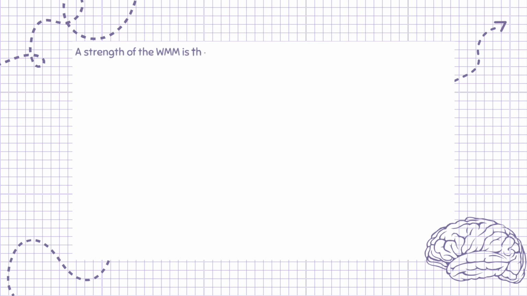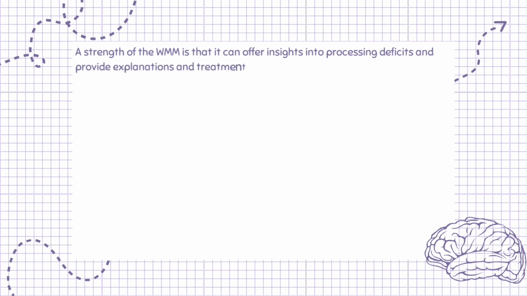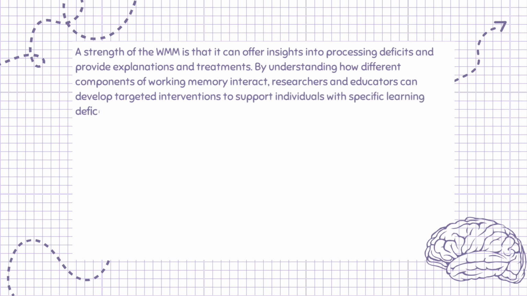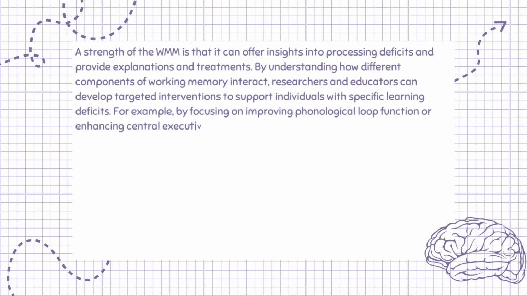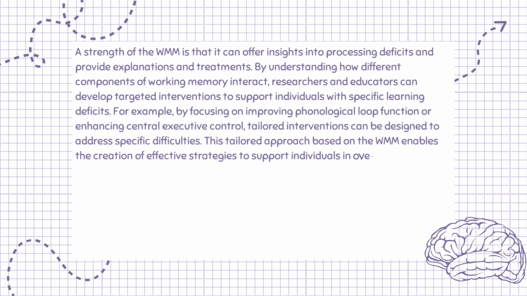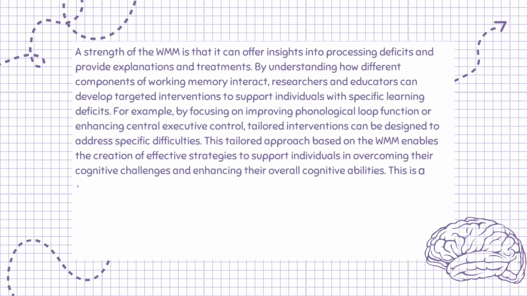A strength of the working memory model is that it can offer insights into processing deficits and provide explanations and treatments. By understanding how different components of working memory interact, researchers and educators can develop targeted interventions to support individuals with specific learning deficits. For example, by focusing on improving phonological loop function or enhancing central executive control, tailored interventions can be designed to address specific difficulties. This tailored approach based on the working memory model enables the creation of effective strategies to support individuals in overcoming their cognitive challenges and enhancing their overall cognitive abilities.